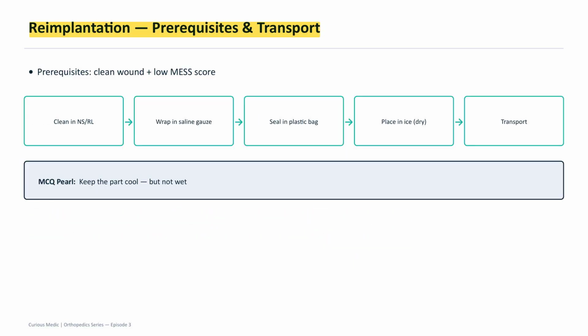When a traumatic amputation occurs and conditions are right, reimplantation, surgical reattachment of the amputated part, is possible. Two prerequisites must be met. The wound must be clean and the MES score must be low, indicating the part is still viable. Transporting the amputated part correctly is critically important, and this exact sequence is asked in exams.